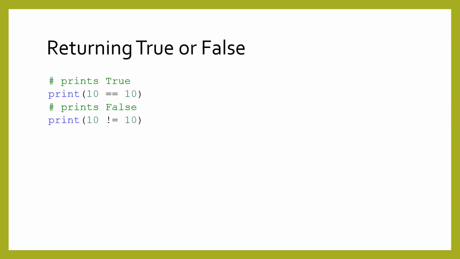I said before that the operators return either true or false. Mentally imagine the result of these operations being replaced by true or false. If you print the value, it will literally be the text true or false.